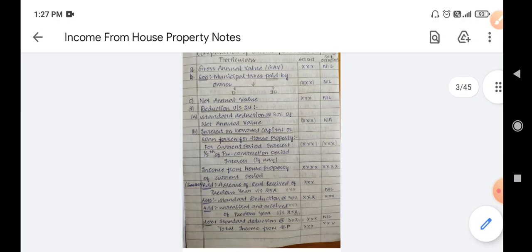Income from house property. House property can be self occupied or let out. It may be in small units, or it may be a whole house property as self occupied or a whole house property as let out. The combination can be anything, but the house property nature can be either self occupied or let out. So how income from house property let out is calculated, and how income from house property self occupied is computed, we are going to see in this.